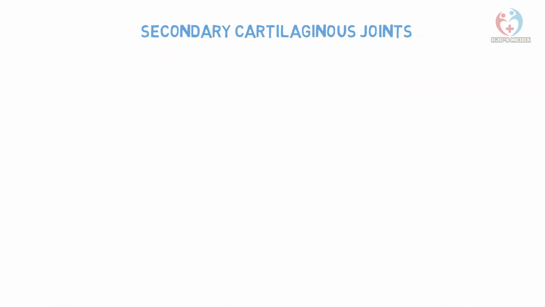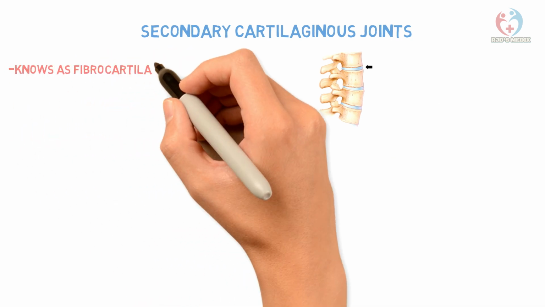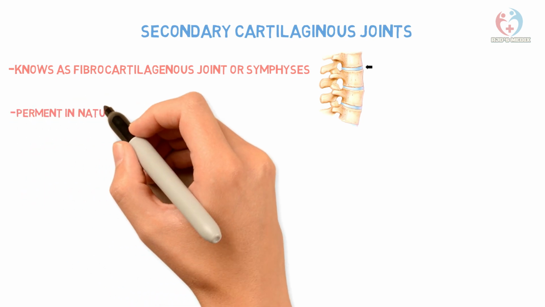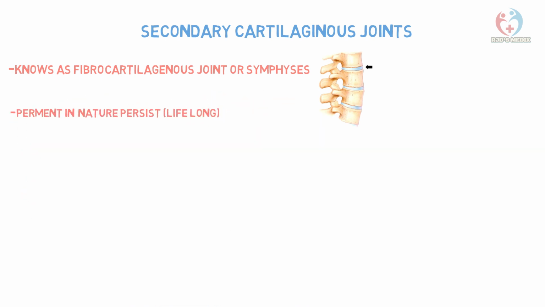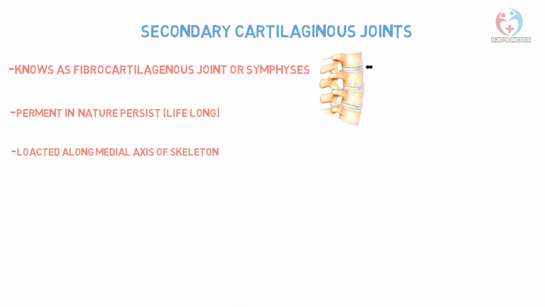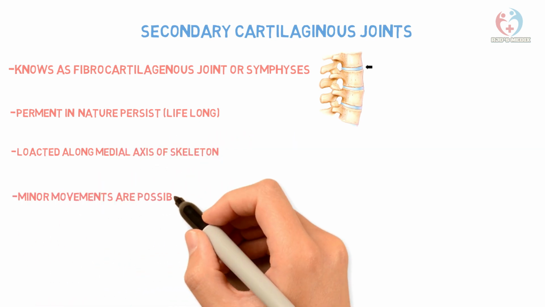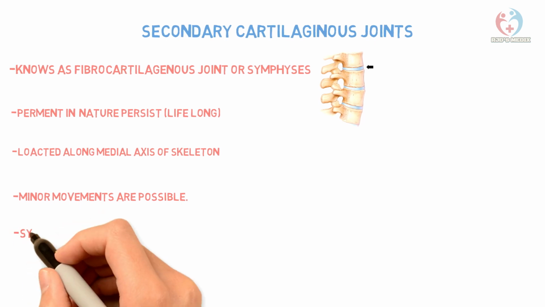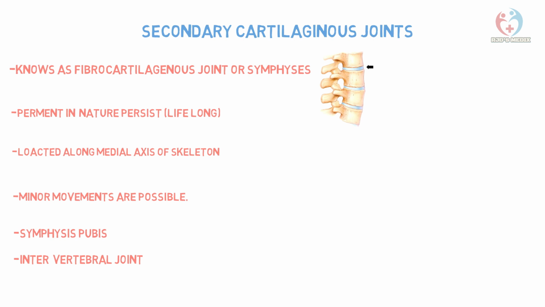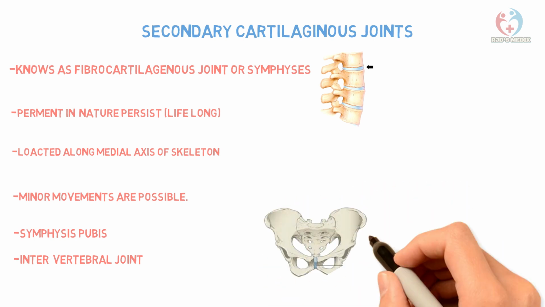The secondary cartilaginous joint is also known as a fibrocartilaginous joint or symphysis because it is permanent in nature and persists lifelong. Secondary cartilaginous joints are mostly present along the medial axis of the skeleton. Examples of secondary cartilaginous joints are symphysis pubis, intervertebral joint, and mandibular symphysis.